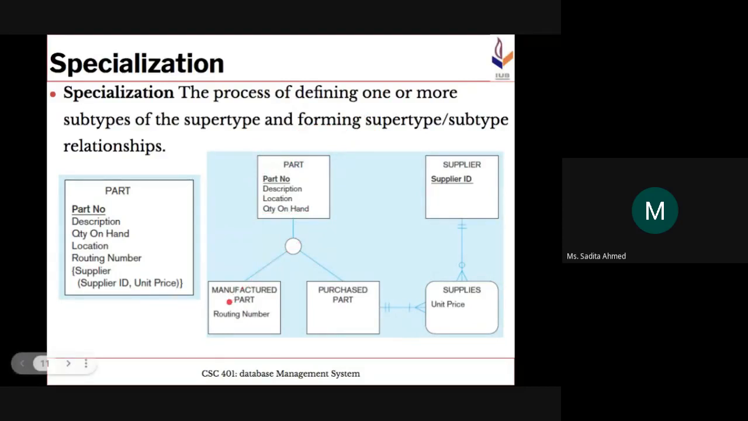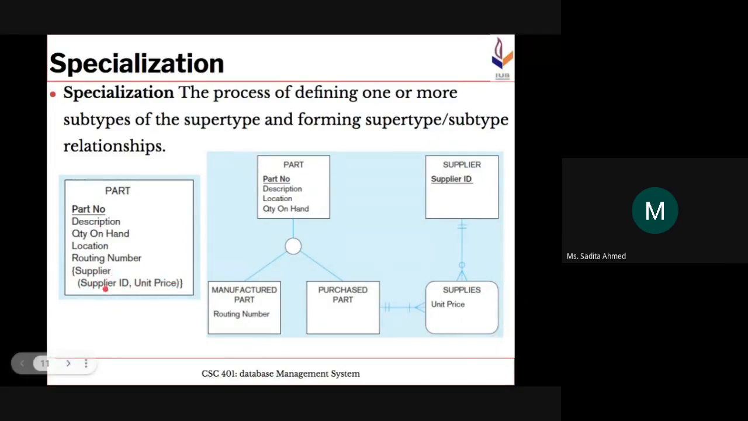Then place routing number under a specialized entity, which is our manufactured part subtype. So routing number is for only the instances of manufactured part, not for all. And supplier will put that under purchase part. Since it's a composite multi-valued attribute, as you will remember from the last session, multi-valued composite attribute ক্ষেত্রে, we can do something like this.